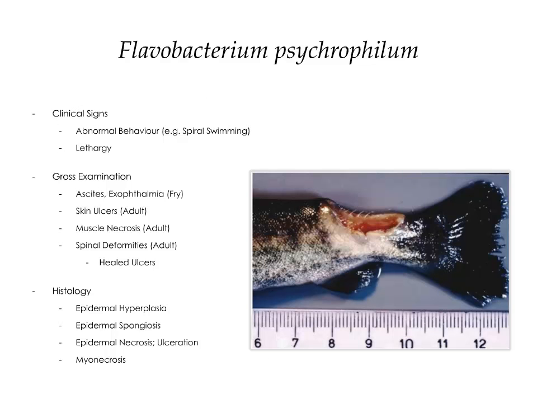Clinical signs include abnormal behavior and lethargy. Examples of abnormal behavior include spiral swimming. On gross examination, affected fry typically present with ascites and exophthalmia. In the adult, lesions include skin ulcers with associated muscle necrosis. Healed ulcers can result in spinal deformities via excess fibrosis and contraction of the scar tissue.